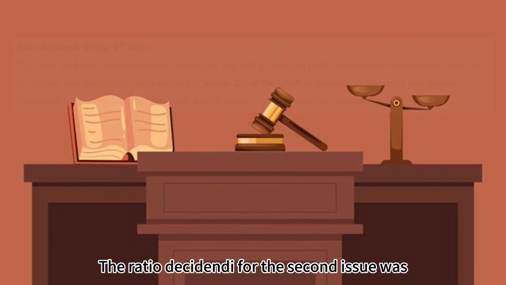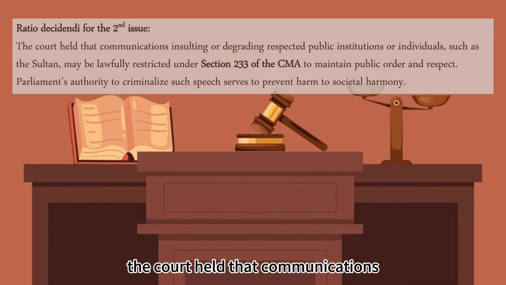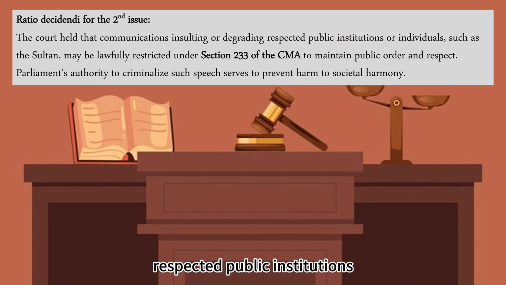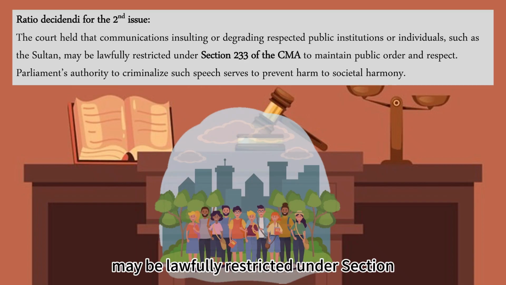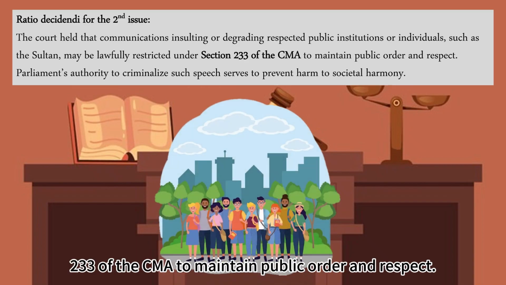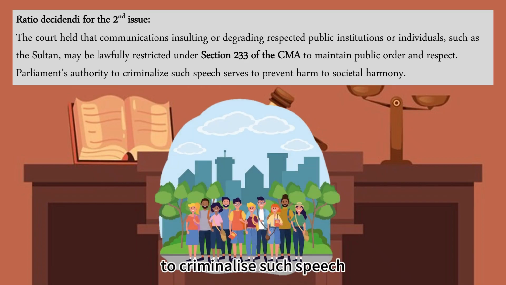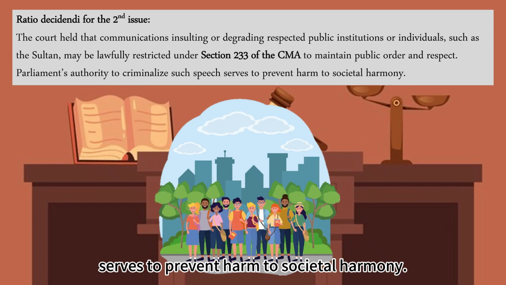The ratio decidendi for the second issue was the court held that communications insulting or degrading respected public institutions or individuals, such as the Sultan, may be lawfully restricted under Section 233 of the CMA to maintain public order and respect. Parliament's authority to criminalize such speech serves to prevent harm to societal harmony.